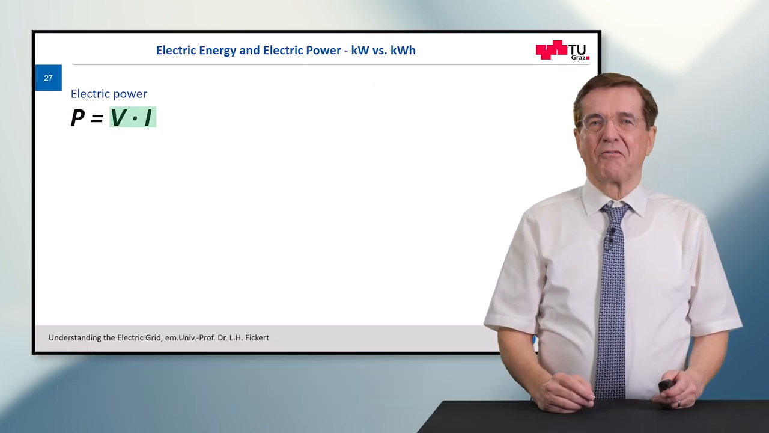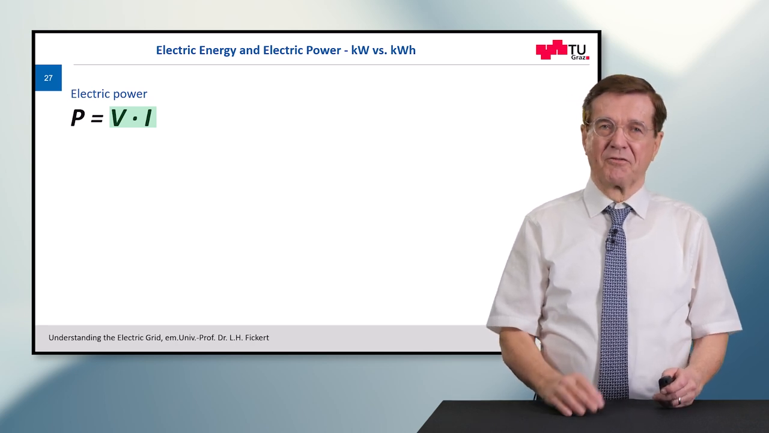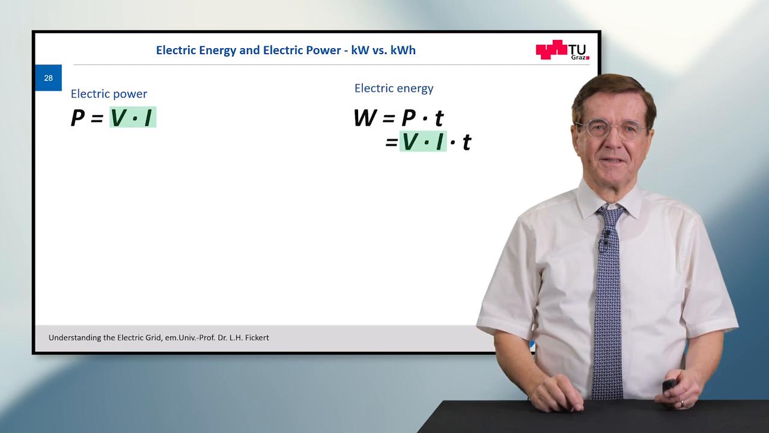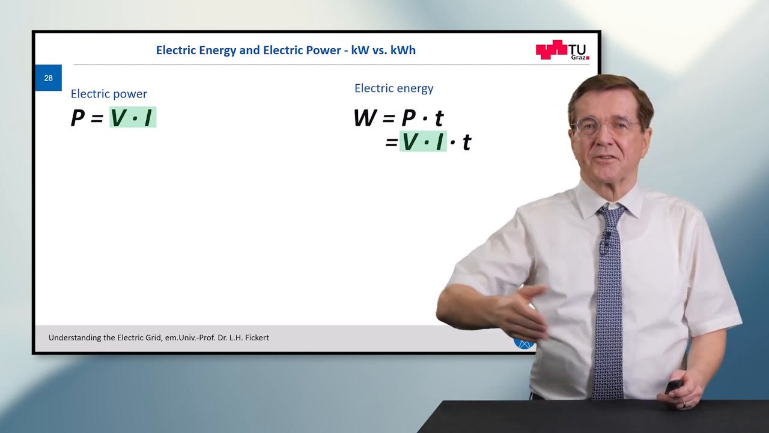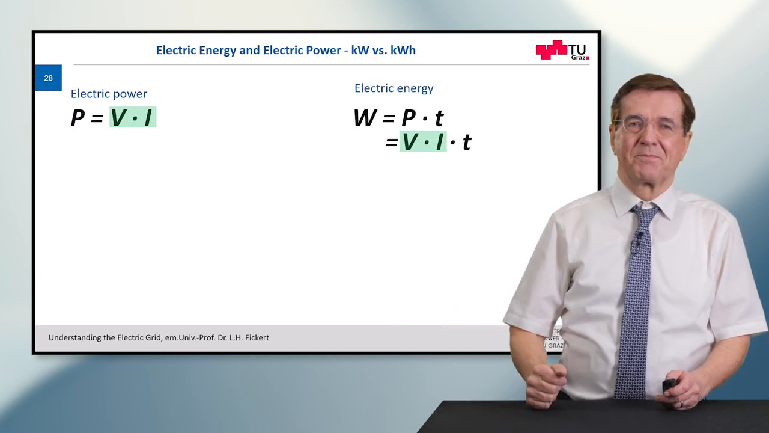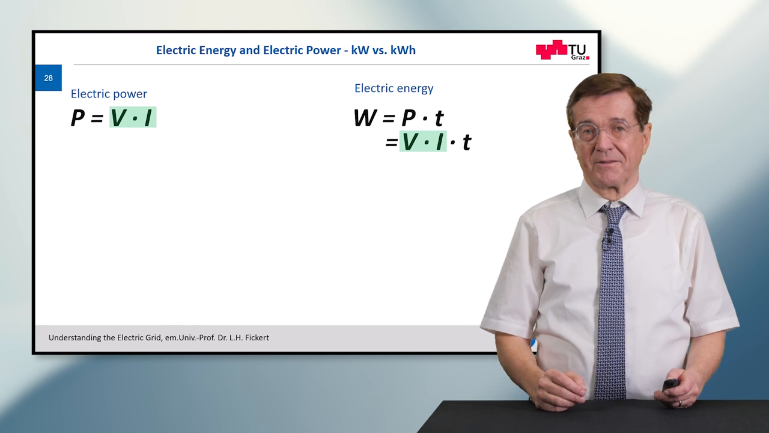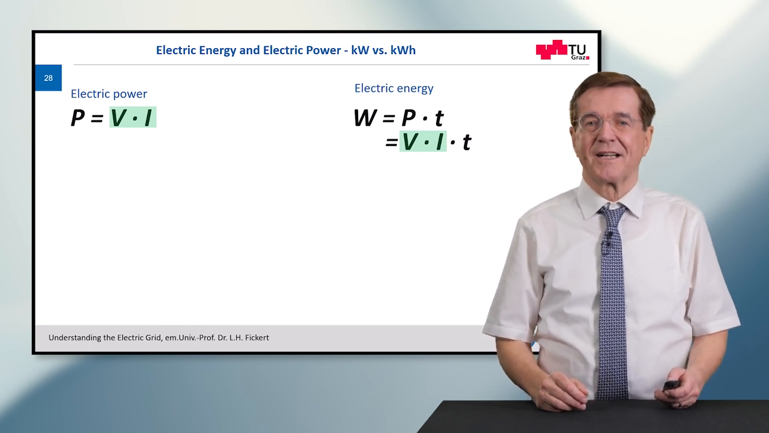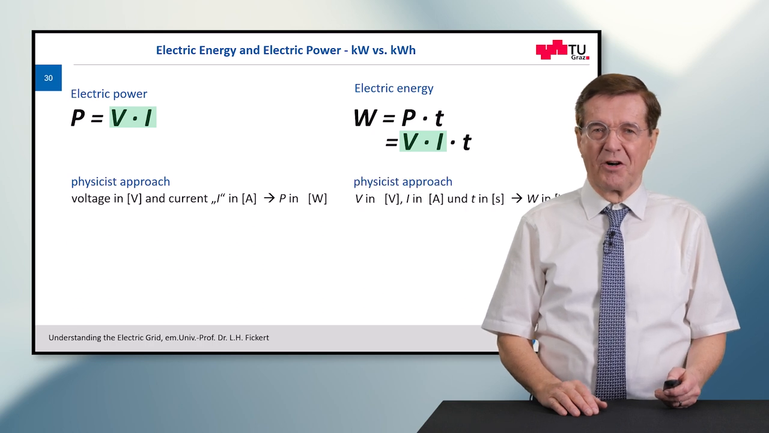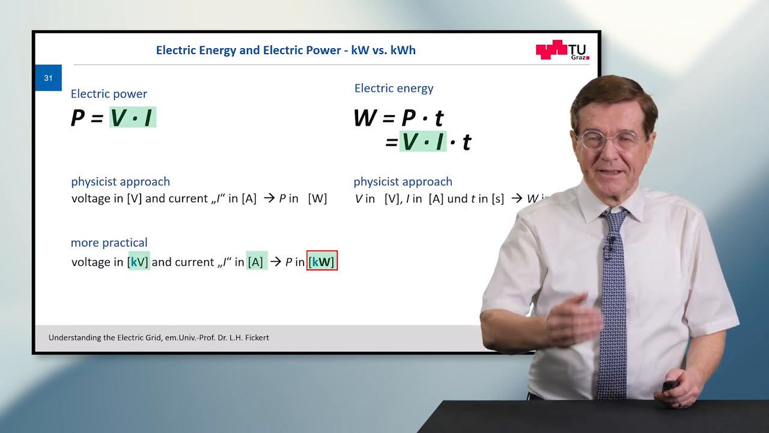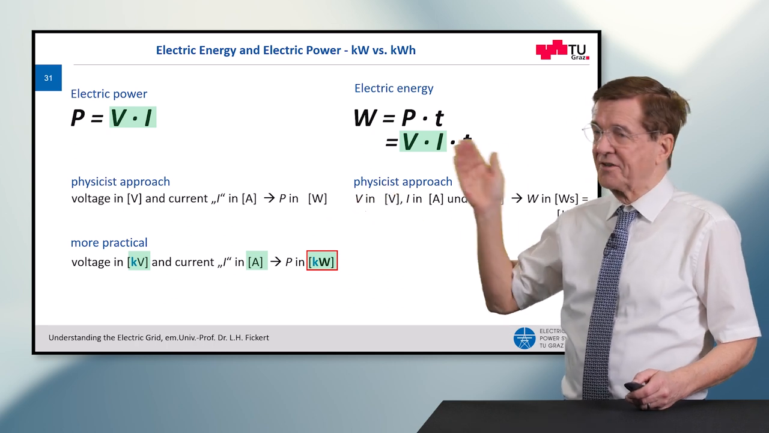Now we come to a little aspect of physics. The electric power is given as the product of voltage times the current. And the energy is power consumed over a certain time span. So it's an aggregated power. In mathematical form, it's voltage times current times time. So a physicist's approach is given in this formula, but for more practical reasons, we can say the voltage in kilovolts, the current in amps, that gives you kilowatts.